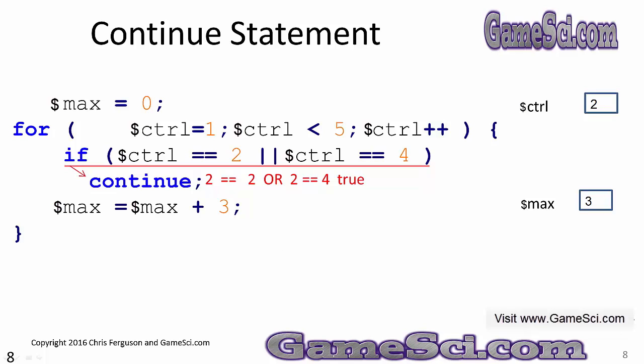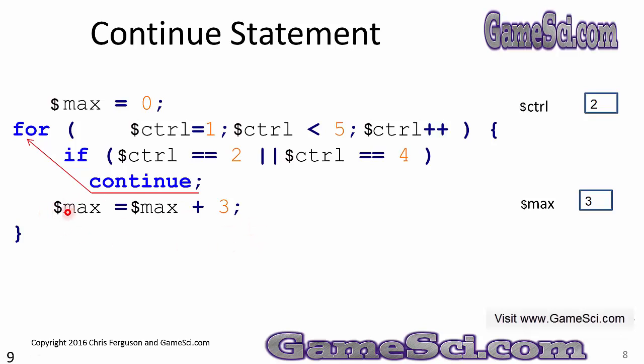What does the continue do? The continue takes you right back to the for statement. It's going to skip the max + 3. It's going to skip this closed curly brace. The continue says continue the loop. Go back to the loop and test the condition again. It's sort of a soft break because it gives you one more chance to stay in the loop. And in this case, it is going to stay in the loop.